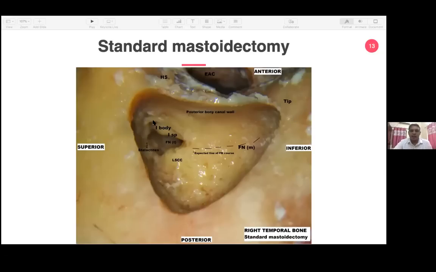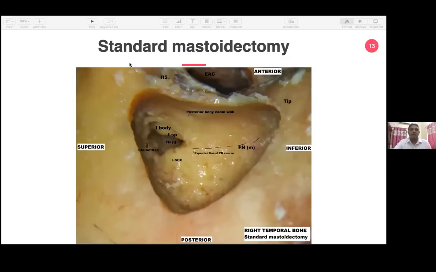We are more interested in the antrum. We are more interested in this incus. We are more interested in the lateral semicircular canal. We are most interested in thinning out the posterior canal wall. We are more interested in delineating, and not exposing, the facial nerve.